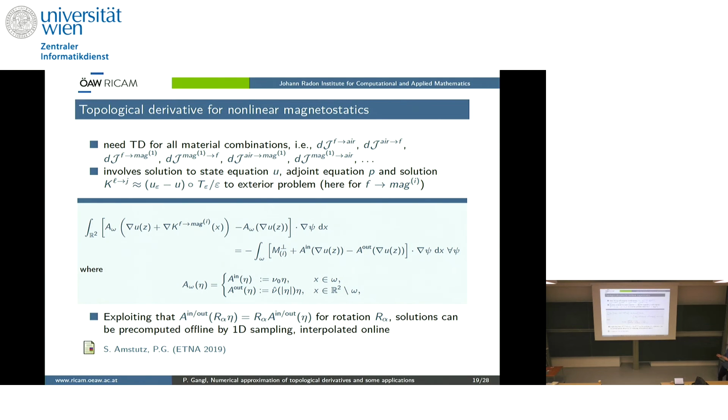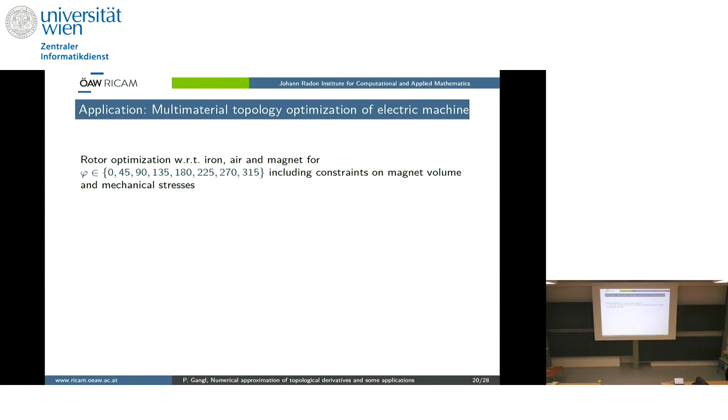You have to sample. In this case, actually, you can use the structure of the problem in order to reduce the sampling from d dimensions to 1 dimension. Details can be seen in this paper. I will skip the details and show you the numerical results.